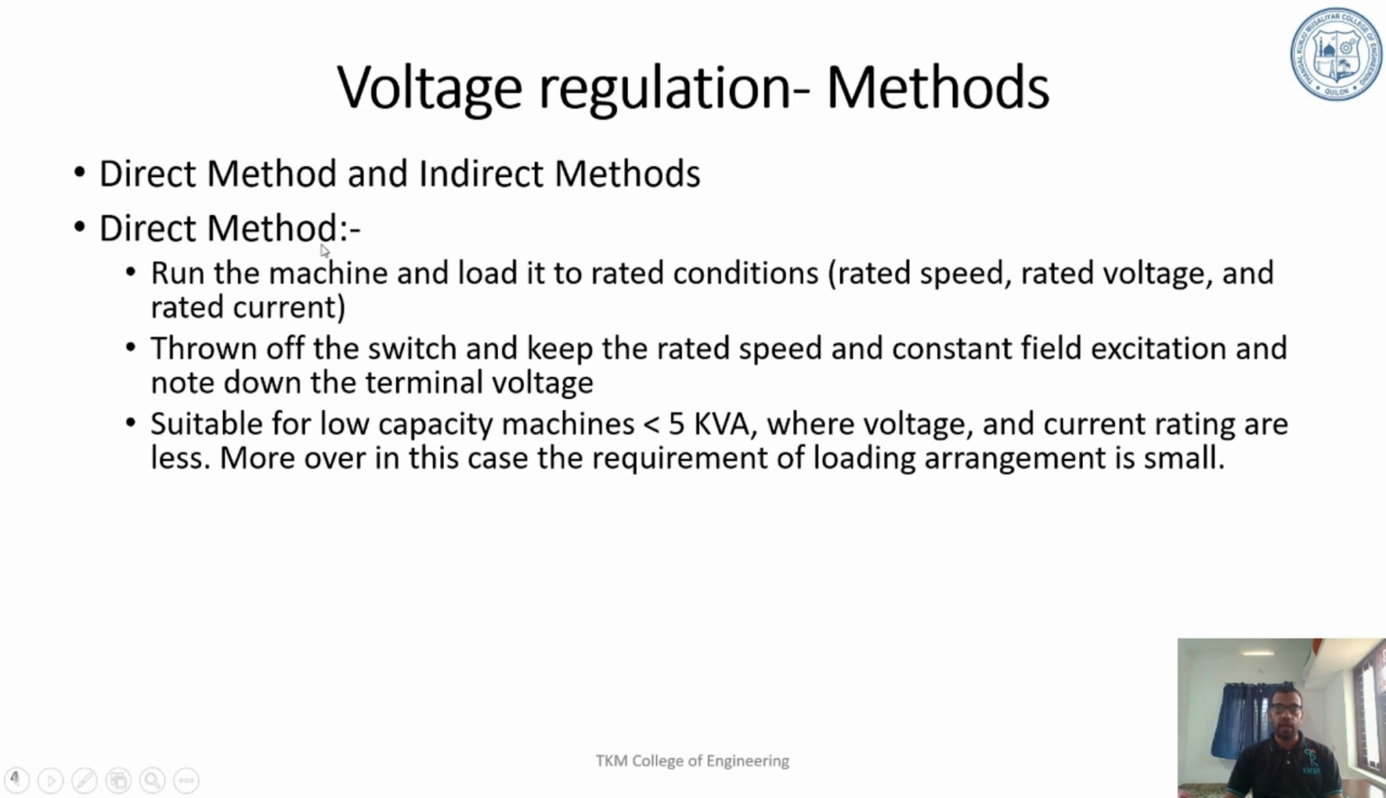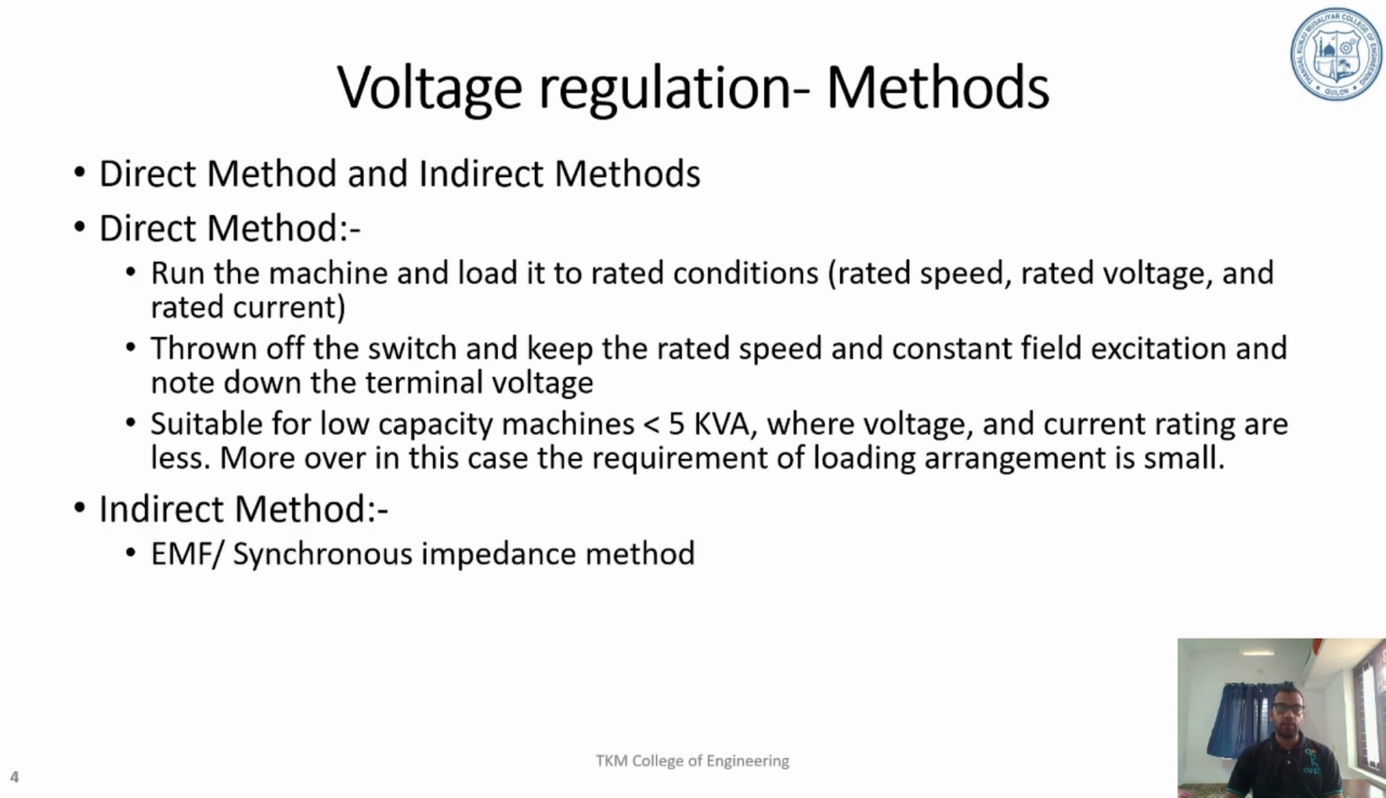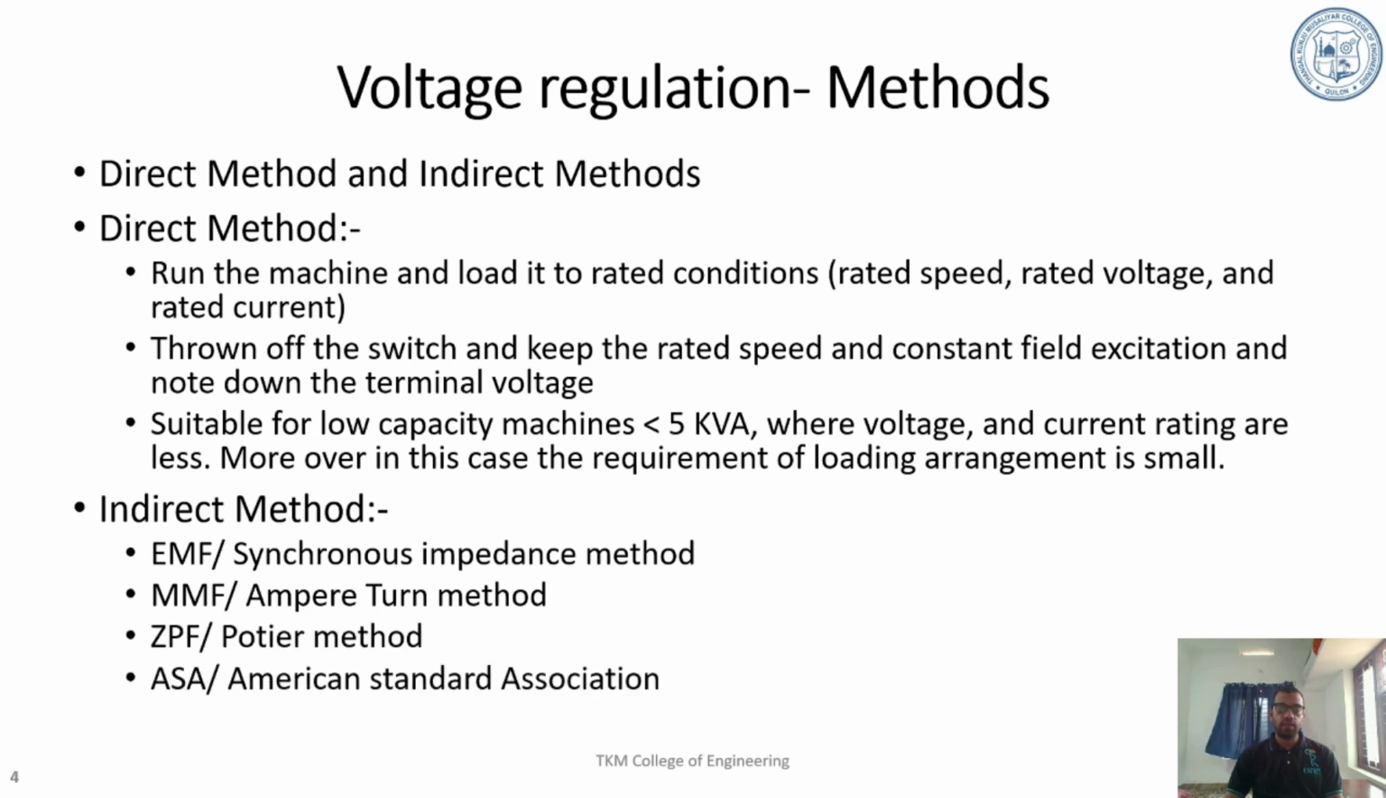In that case, for high capacity machines, we prefer the predetermination method, that is the indirect method. We can have four indirect methods. First one is the EMF or synchronous impedance method. Second one is the MMF or ampere turn method. Third one is the ZPF or Potier method. And fourth one is the American Standard Association method.